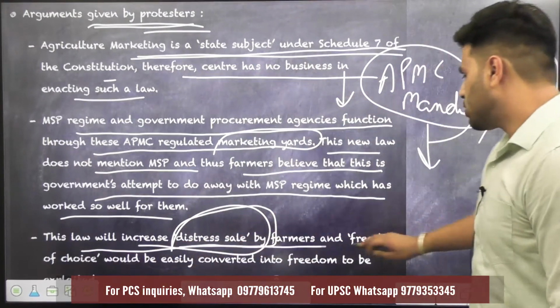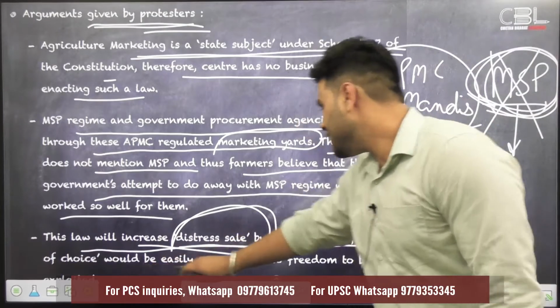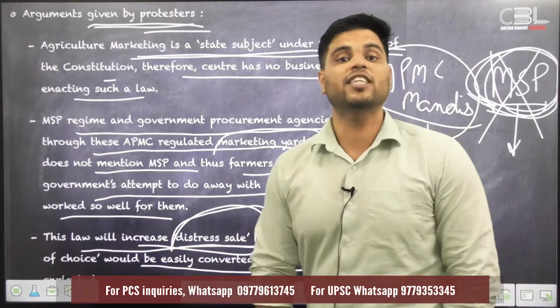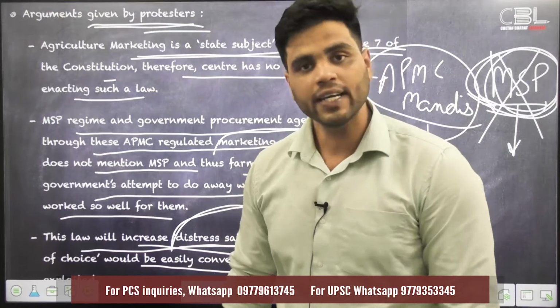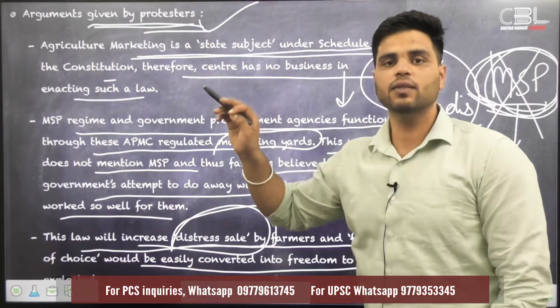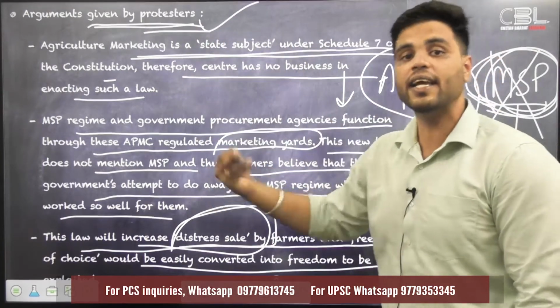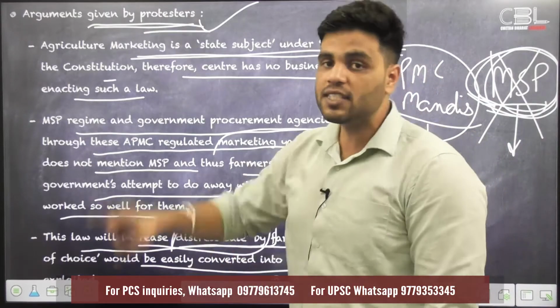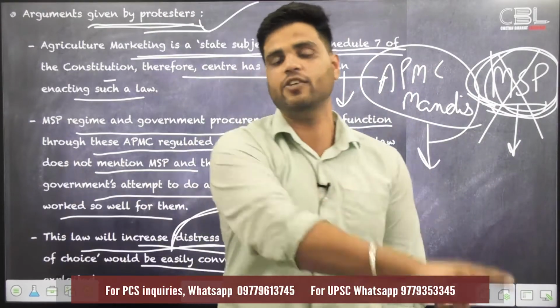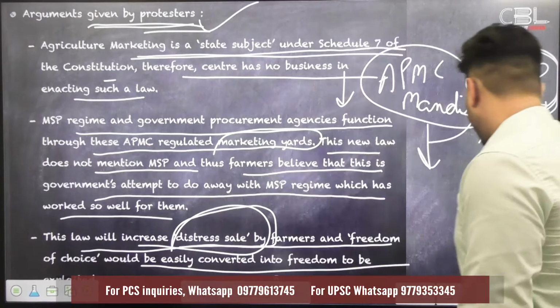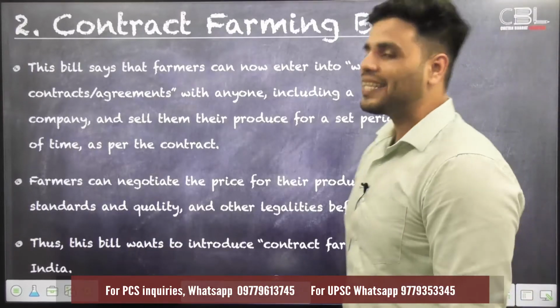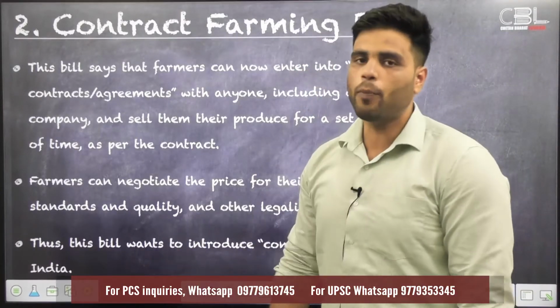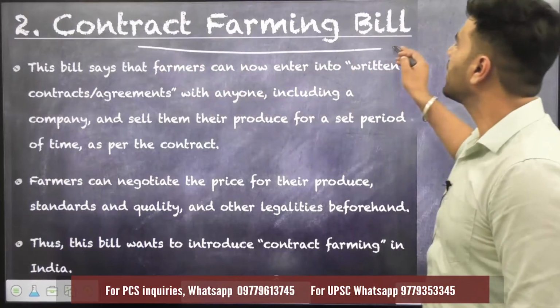This law will increase distress sale by farmers, and freedom of choice would easily be converted into freedom to get exploited. All right. So this is what farmers are protesting. These are the provisions that farmers are protesting against. And that is why they say that this particular bill is detrimental to the interests of the farmers. All right. Now we'll jump to the next bill, which is also popularly known as the contract farming law.